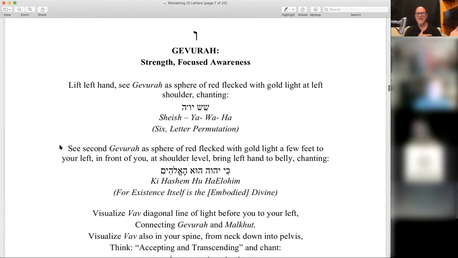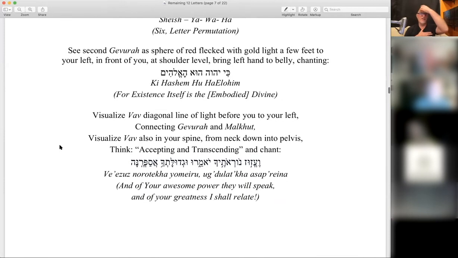Ki Hashem. Ki Hashem hu ha-Elohim. Seeing the Vav diagonal line connecting Gevura in front of you to your left shoulder level down with Malchut, bringing your hand to your belly. Vav is the energy of accepting what comes and transcending reactivity. Ve'ezuz. Ve'ezuz norotecha yomeru ugedulatecha saparena.